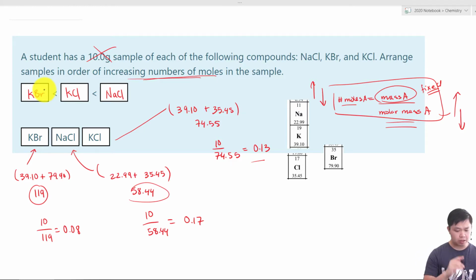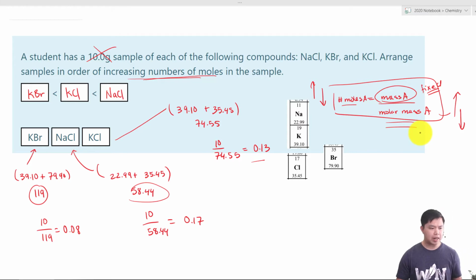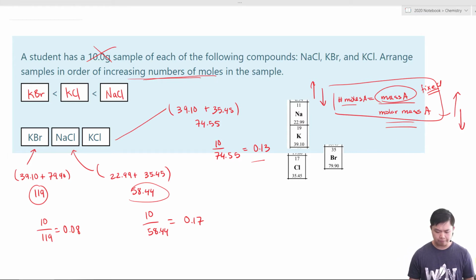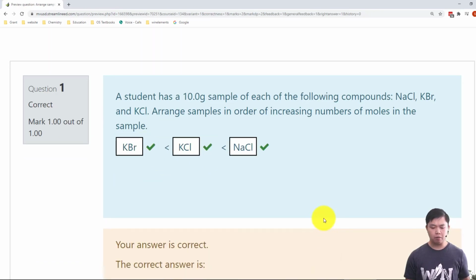And be careful with this, right? If we have mole, I can change the wording around to mass as well. So just keep that in mind with how we use this formula. Now let's go back and check our answer. So again, NaCl, KCl, KBr. And there you go. So that's how you use a flowchart in a different way.